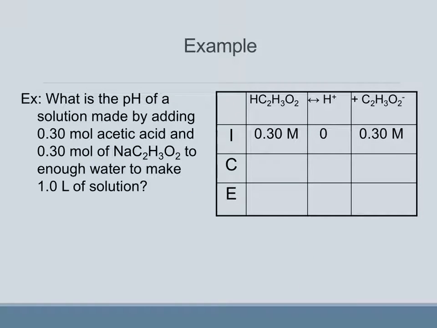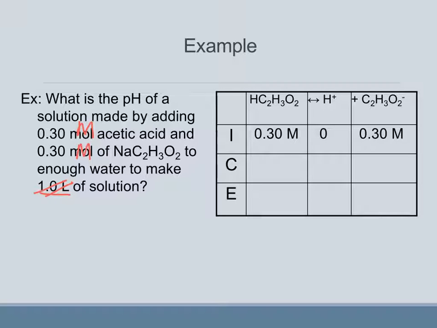Here's a sample problem of a common ion effect. What is the pH of a solution made by adding 0.3 moles acetic acid and 0.3 moles NaC2H3O2 to enough water to make 1 liter of solution? We're lucky here because they're telling us that it's a 1 liter solution, so we can ignore that, and instead of it being moles, we can assume that it is the same as the molarity.